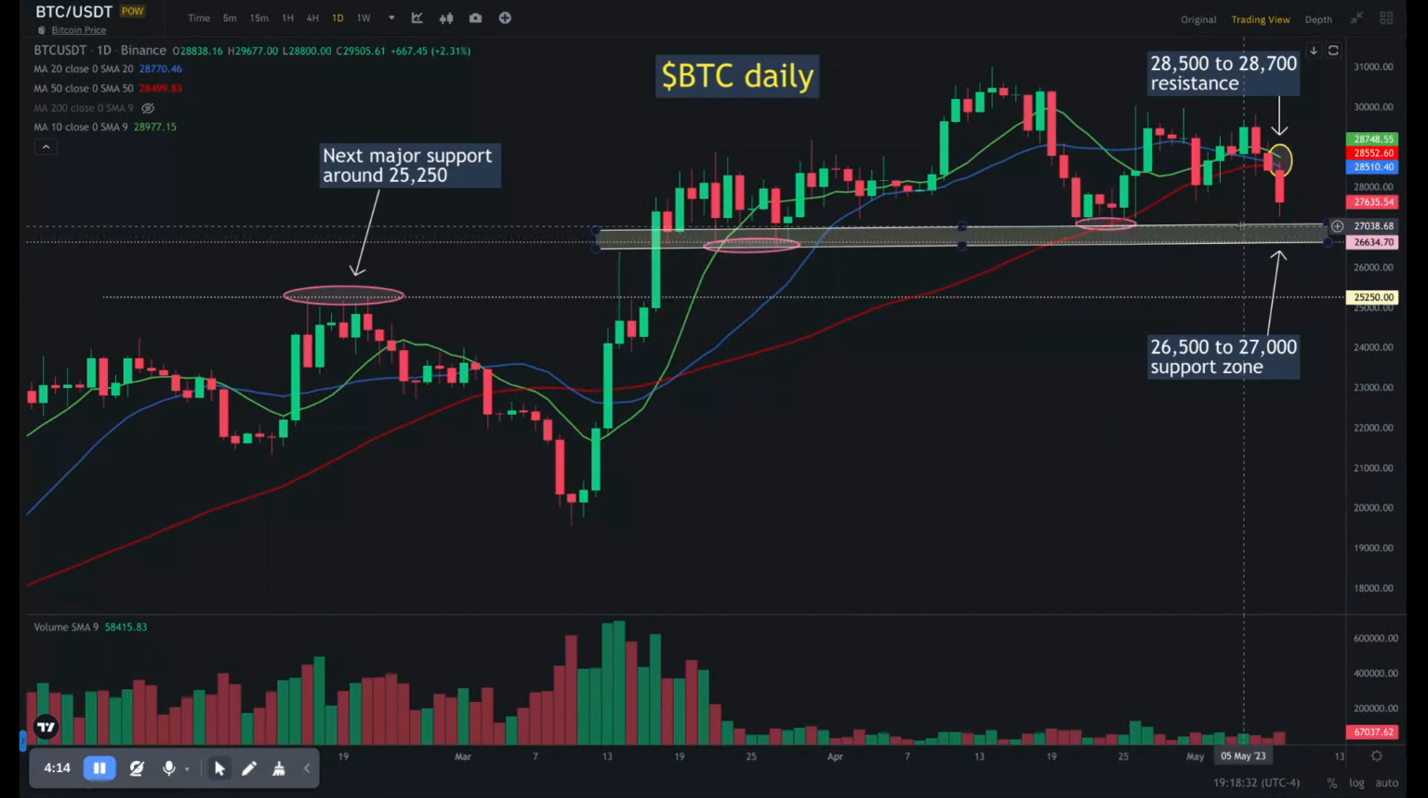Now, if we do get a rally attempt in the coming days here, look to find resistance at the 28,500 to 28,700 area, which is basically 3 different moving averages converging together, the 10, the 20, and the 50-day moving average. Now, that's going to be a significant level of resistance to get above. And in fact, if we get a rally up to that point, that could present another opportunity to sell short.